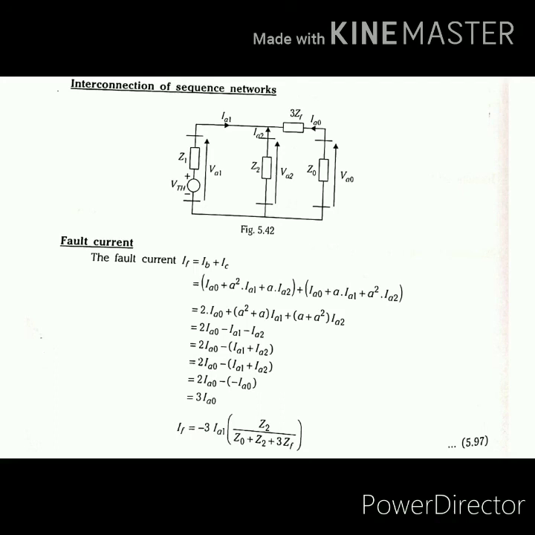For this solution, you just refer to the previous fault on the generator. It is the same way. You have to reduce the parallel connections.